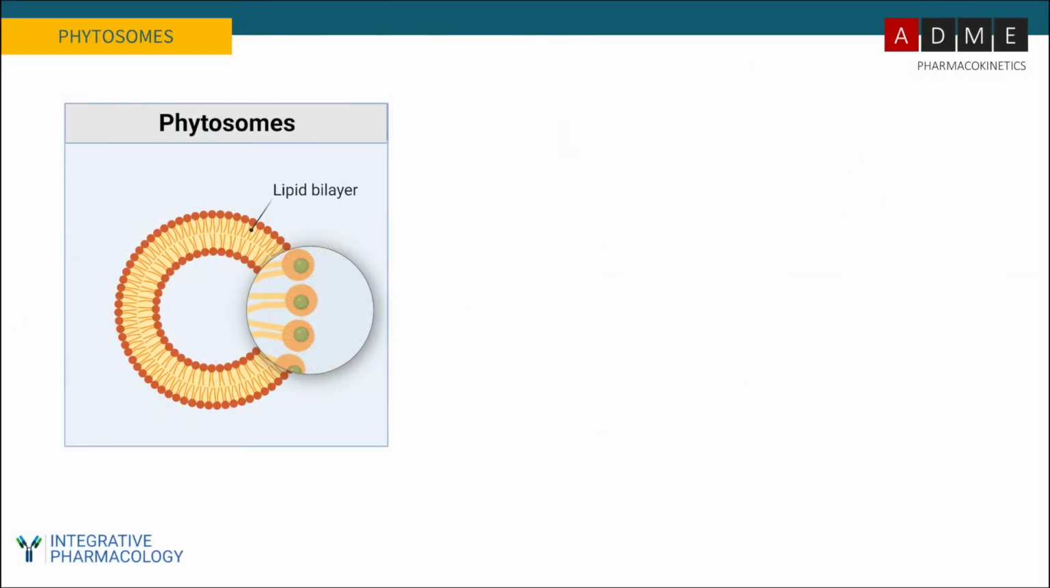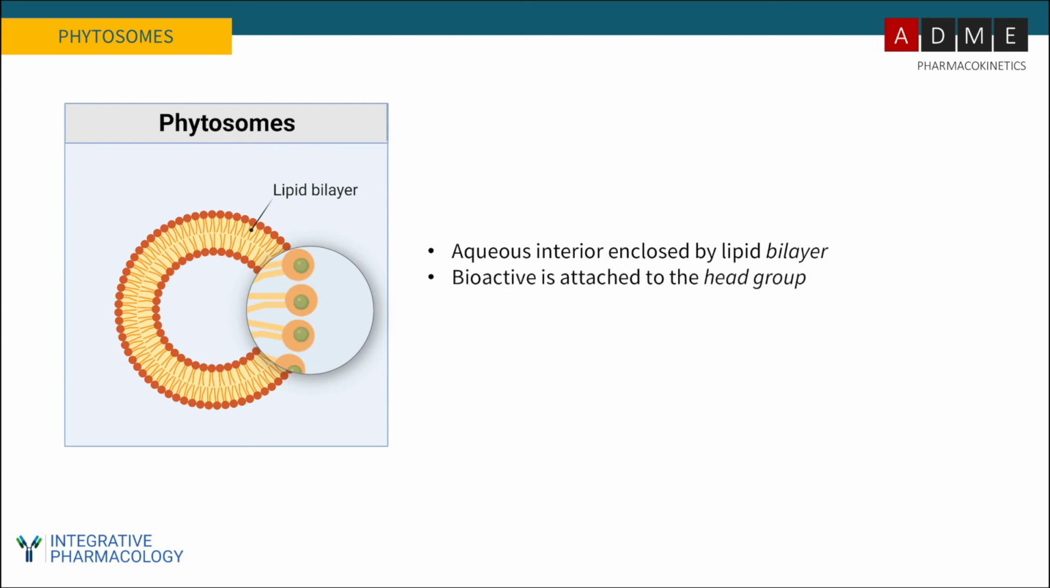Let's move on to phytosomes. You'll notice that the structure of a phytosome looks very similar to that of a liposome. And like a liposome, we have a bilayer of phospholipids, but the main difference here is that the bioactive is enclosed in the head group of the phospholipid, not inside the particle and not inside the lipid bilayer.